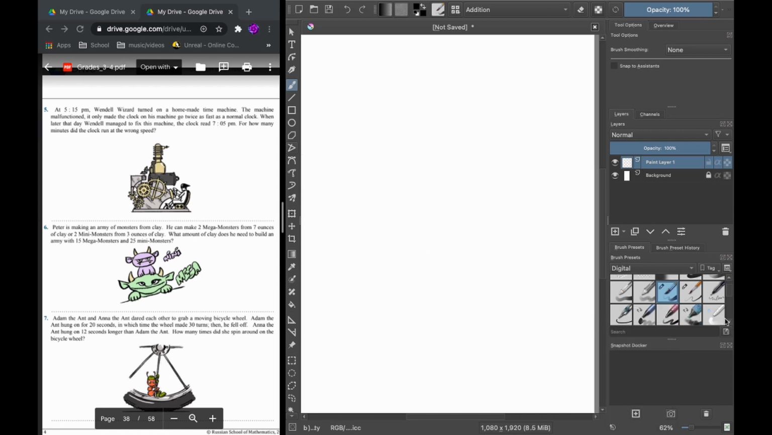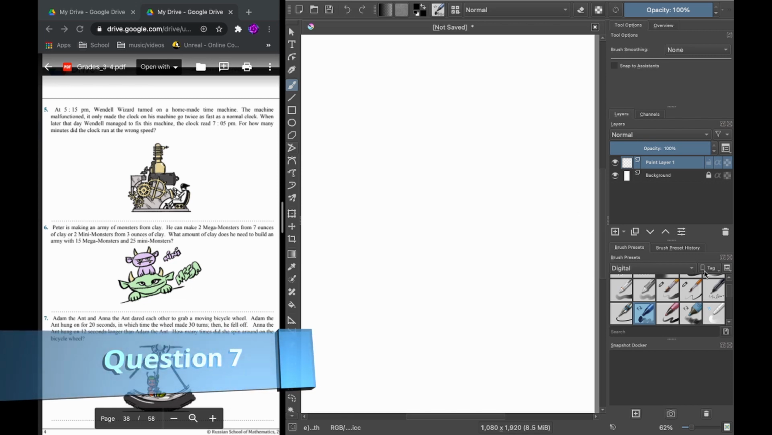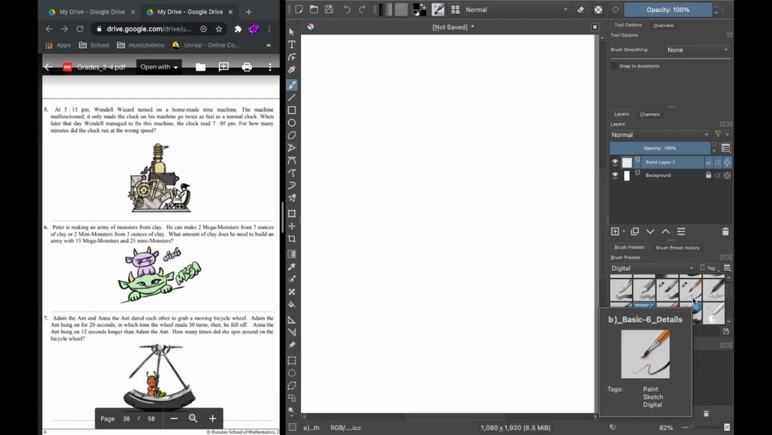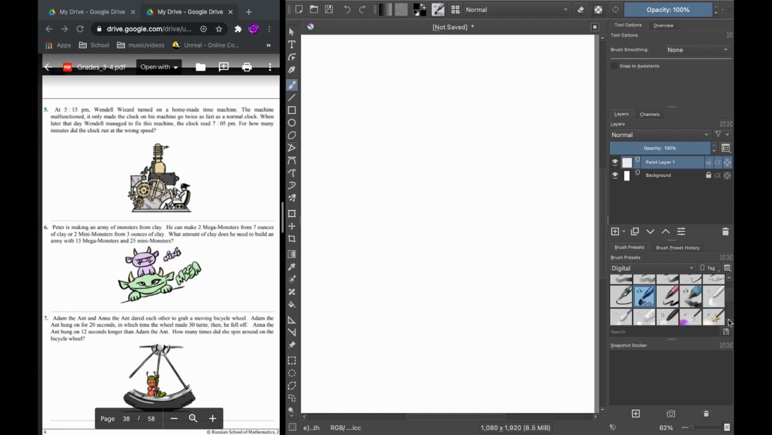So it says Adam the ant and Anna the ant dared each other to grab a moving bicycle wheel. Adam the ant hung for 20 seconds, in which time the wheel turned 30 times. Anna the ant hung on 12 seconds longer than Adam the ant. How many times did she spin around on the bicycle wheel?